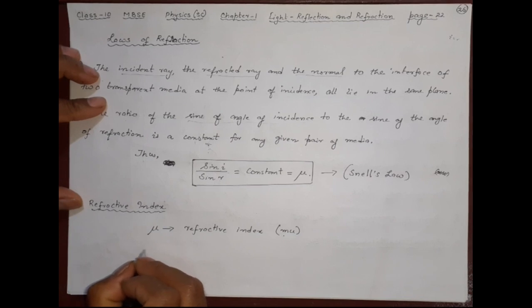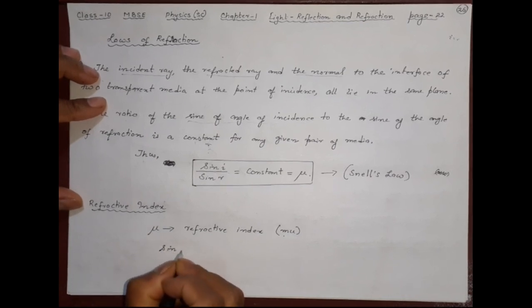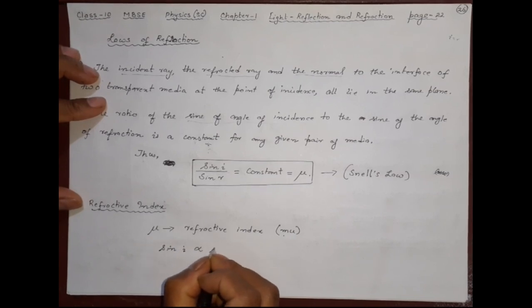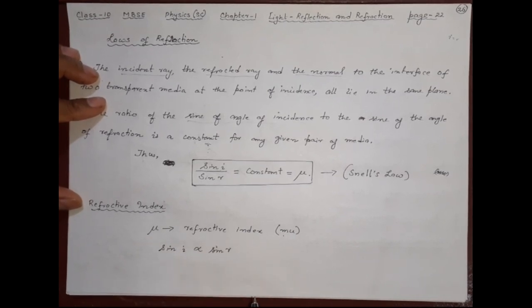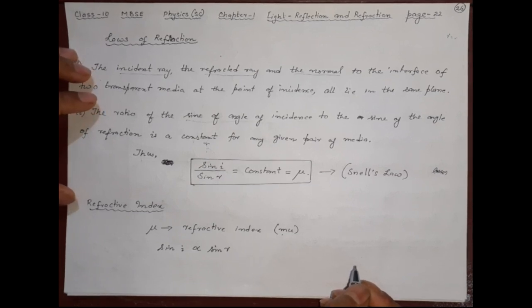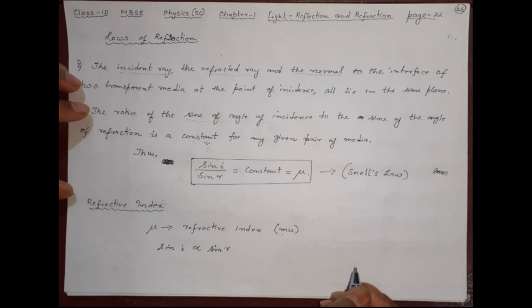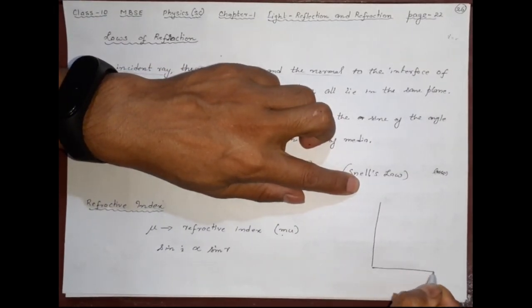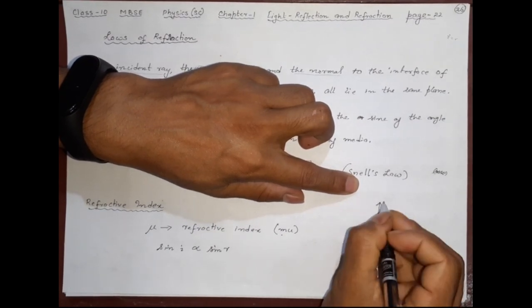Now sin i is proportional to sin r. How do we know this? This law is called Snell's law. So if you plot a graph, what you will find is like this. This is the x axis and y axis.